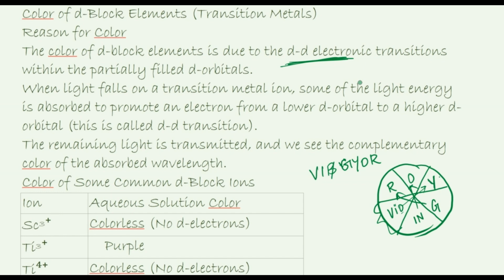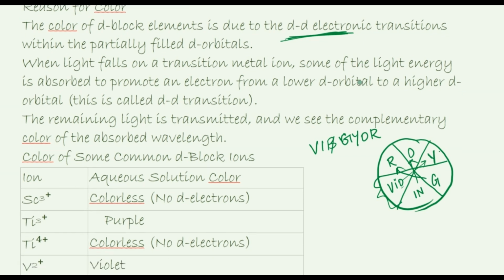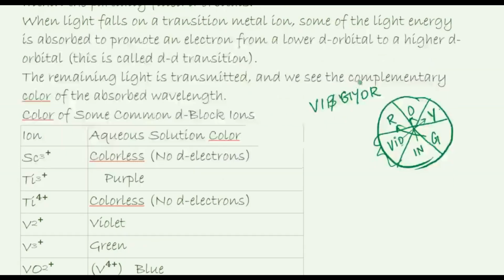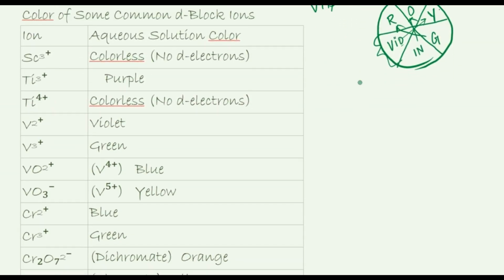Okay, and color is because of d-d transition, but there are some other reasons also. We are going to see KMnO4 and potassium dichromate. We'll see the properties there.